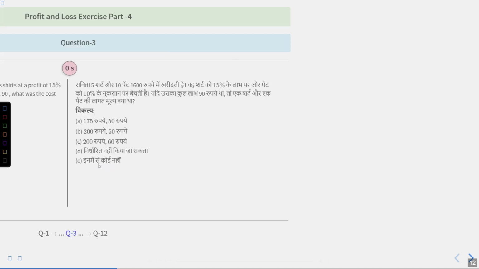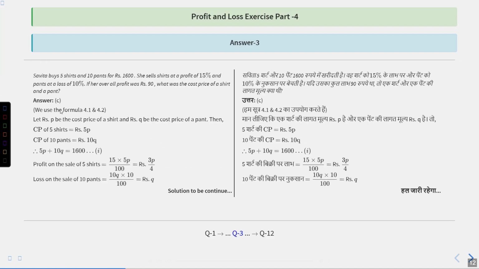Now time's up. Let's see the solution. We are using formula 4.1 and 4.2. Let rupees P be the cost price of a shirt and Q be the cost price of a pant. Then the CP of 5 shirts will be 5P, and the CP of 10 pants equals 10Q. According to the question, 5P plus 10Q equals 1600. This is our first equation.